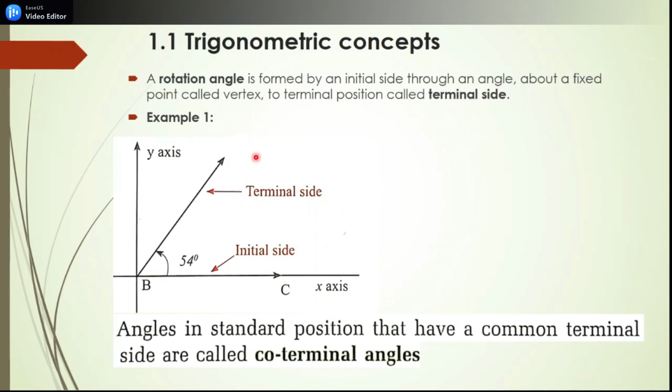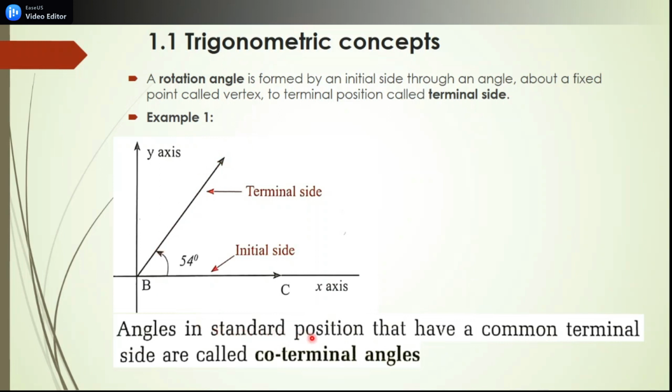A rotational angle is formed by an initial side. This is the initial side, which rotates about a fixed point called a vertex. This is a vertex. The position it reaches is called the terminal side. The position of an angle is called the terminal side.